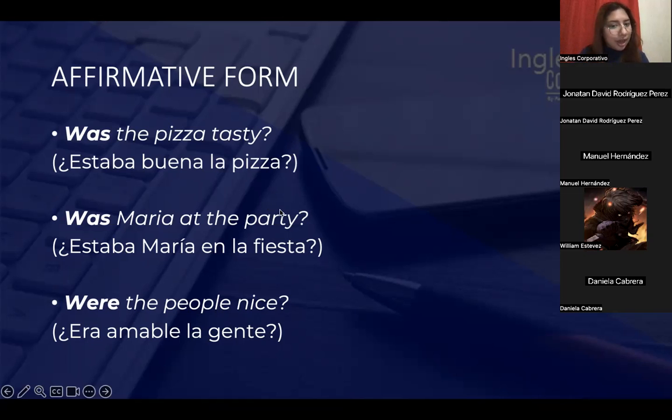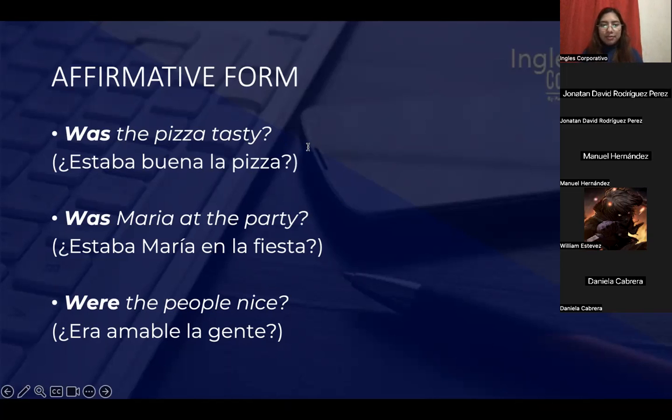Así, was Juan at his house yesterday? Oh, o si queremos decir, ¿estaba Juan en casa? Porque aquí estamos diciendo, ¿estaba Juan en su casa ayer? Pero si queremos decir en casa, vamos a utilizar, was Juan at home yesterday? Así, was Juan at home.